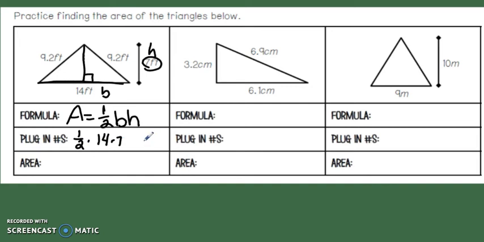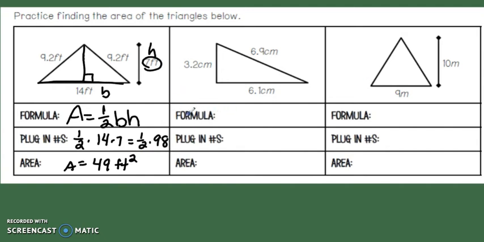14 times 7 is 98. We want 1/2 of 98. So our area would be 49 feet squared. It's squared because we are only multiplying 2 dimensions together.